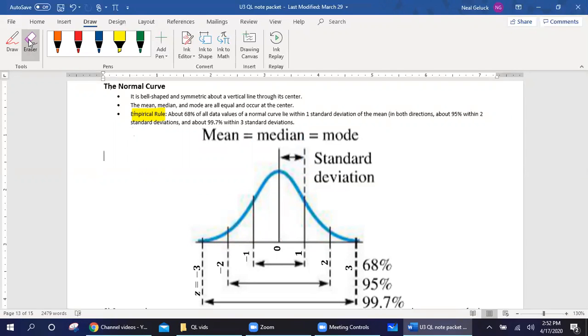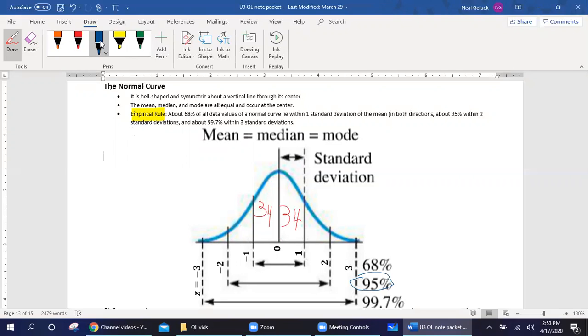So what that means, and you'll want to add this part to your notes, is that if both of these sides represent 68%, they're both equal, which means each one of them would be 34%. So each one of those is about 34% of the data. If I hop out to 2 standard deviations, that represents 95% of the data.